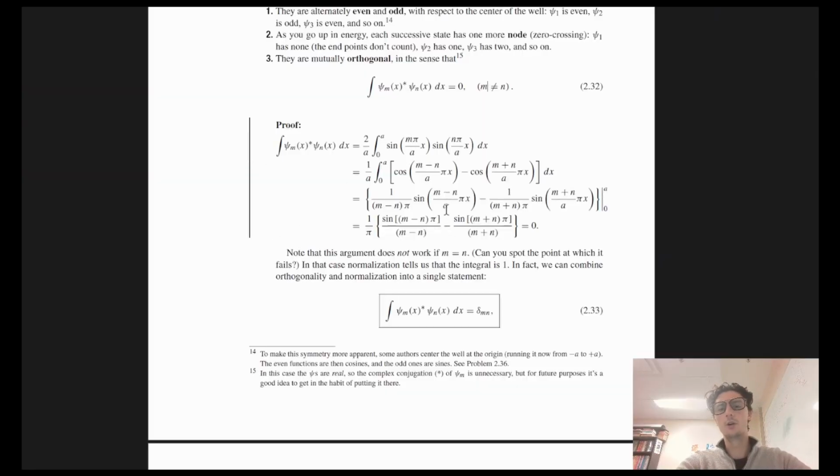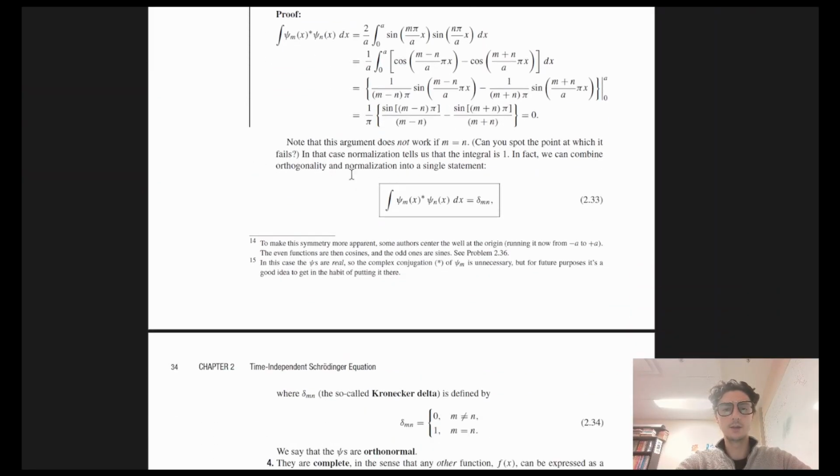Here's the proof. We're not going to go through this proof; we might look at it in detail a bit later. Note that this argument does not work if m equals n. Can you spot the point at which it fails? In that case, normalization tells us that the integral is 1.